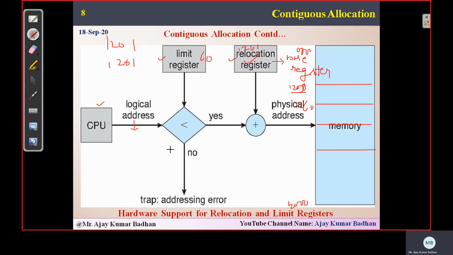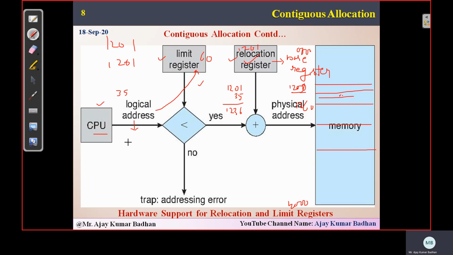Here is how we protect: the CPU will generate a logical address. We will compare that logical address with the limit register. Let us suppose the CPU generated 35 as a logical address. Is it less than 60 or not? Yes, it is less than 60. Condition satisfied, then we will go to the relocation register. The base register we have is 1201. To this we will add 35. How much are we getting? 1236. So 1236 might be somewhere here, where we will store one segment of that particular process.